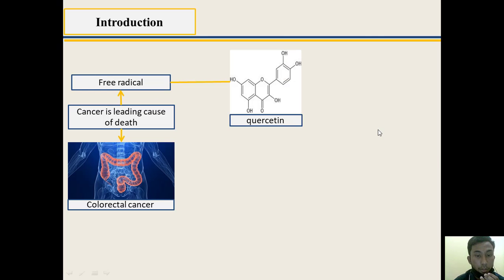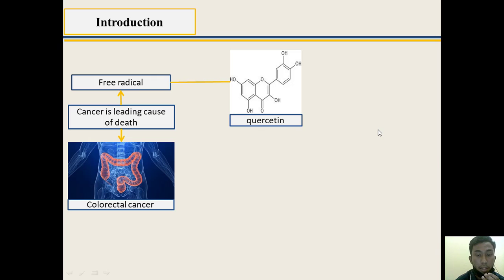Quercetin is a powerful antioxidant that works against free radicals. Quercetin is a flavonoid derived from the flavonol group. But quercetin is not efficient if it is used for colorectal cancer therapy, because quercetin will be degraded by the human digestive system before reaching the large intestine.